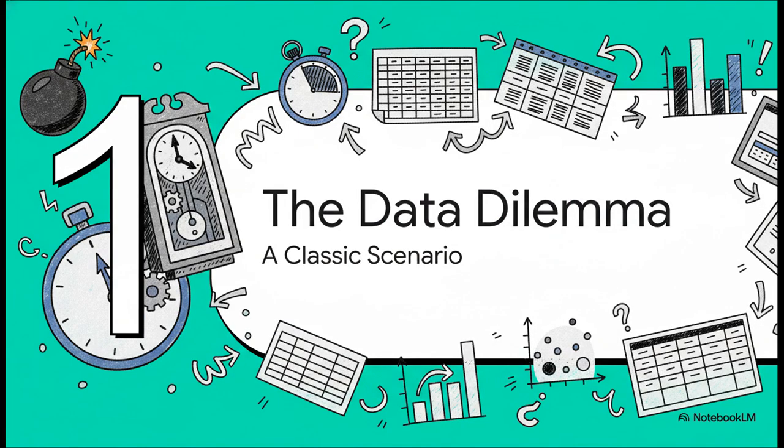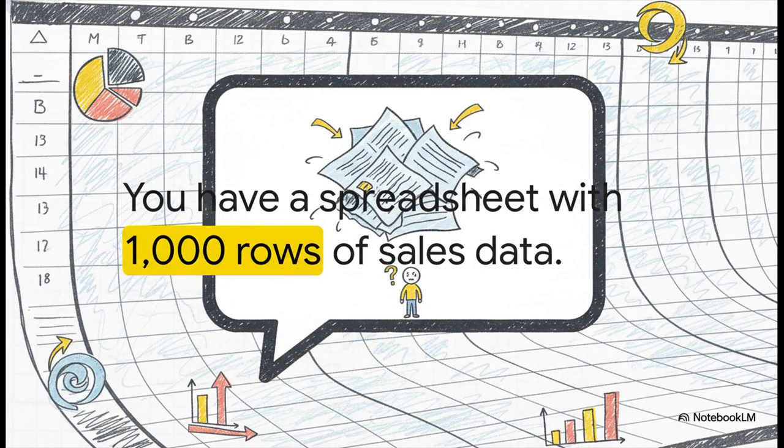So let's set the scene. We're going to dive into a classic scenario I like to call the data dilemma. You know, that situation where the pressure is on and the clock is definitely ticking. Just imagine this. A massive file lands in your inbox. It's got 1,000 rows detailing every single sale from the last quarter. It's just a giant wall of numbers, names, and places.